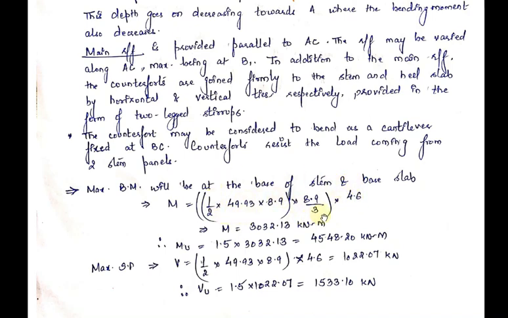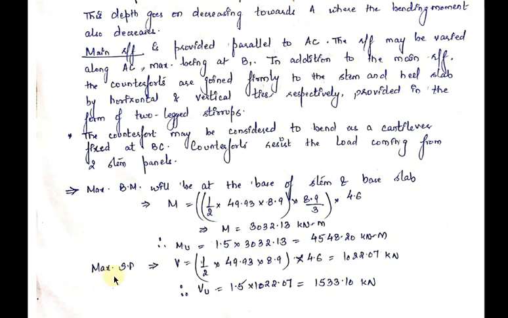So after calculation, we will get the value of the bending moment to be 3032.13 kilonewton meter, and then the ultimate moment can be found out by 1.5 into M, which will come out to be 4548.20 kilonewton meter.